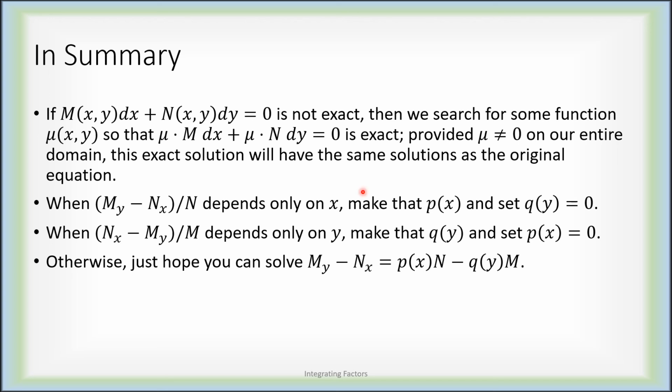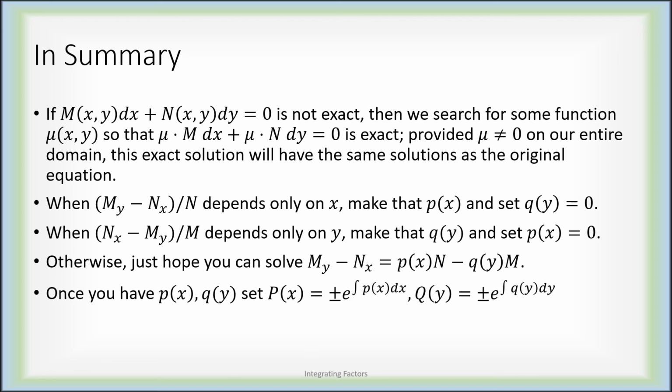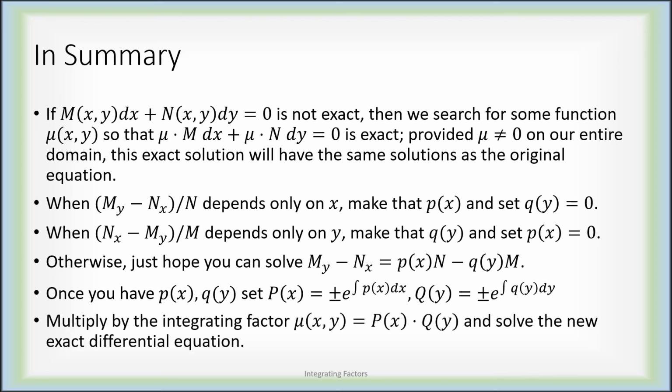One of these three things, either you've set p of x to be this function and q of y to be 0, or this to be q of y and p of x to be 0, or you just managed to solve this, you've got a choice for p of x and you've got a choice for q of y. Compute capital P and capital Q to be plus or minus e to the integrals of those things. Then make either choice for capital P and either choice for capital Q. You've got an integrating factor now of capital P of x times capital Q of y. Multiply through by that, get an exact equation, solve the exact equation, and you have solved your original.